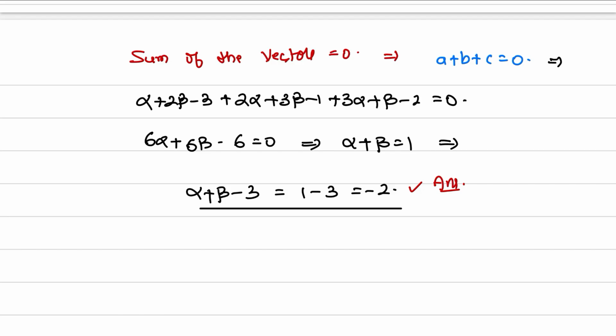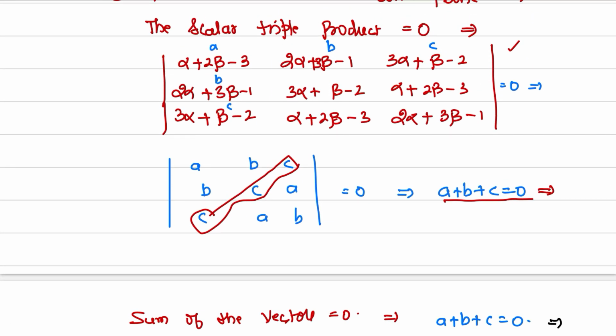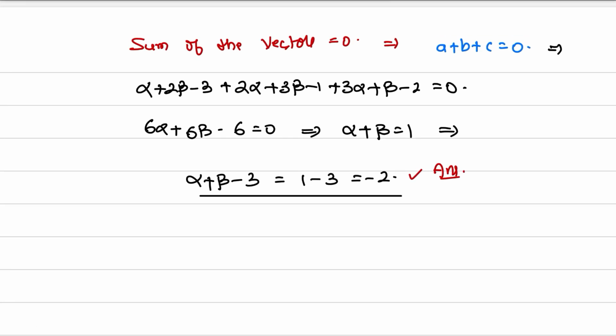This problem can be solved in seconds if you can write this fast and if you understand this a plus b plus c is equal to 0. That's all. Nothing is there in this question.